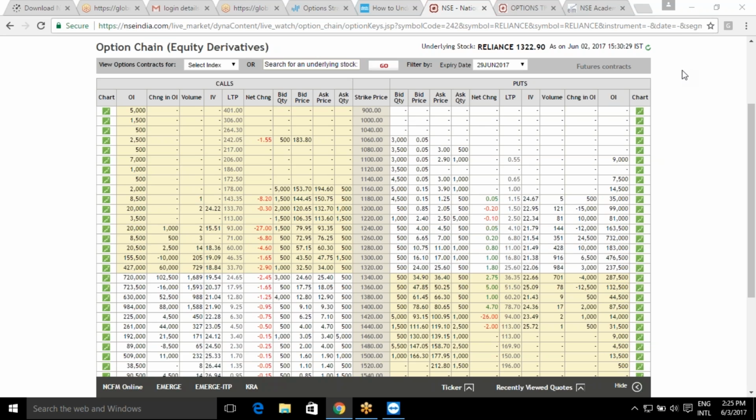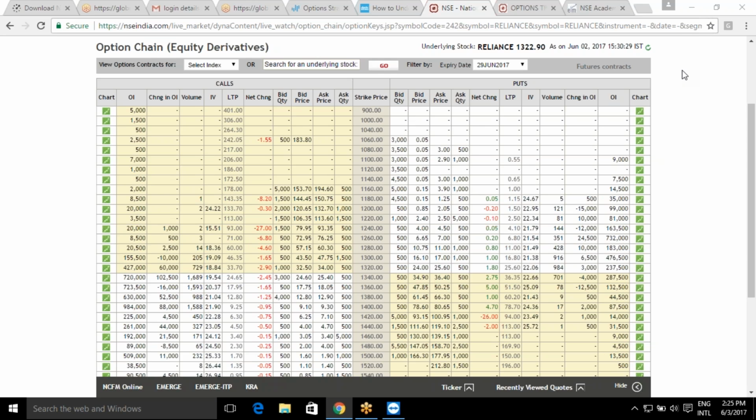And now we will move to the last Greek. The last Greek is called Rho, and it is not that important in the context of Indian options, because in India we have options based on 1, 2 or 3 months, and normally there is very little change in the interest rate during these 3 months of time.